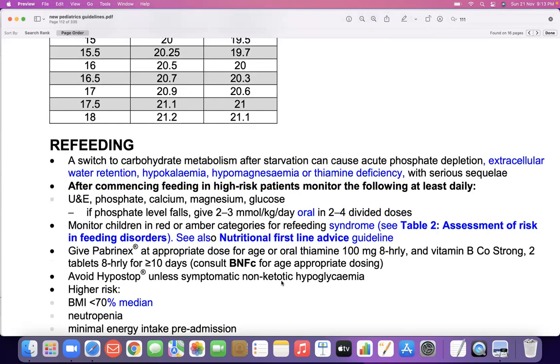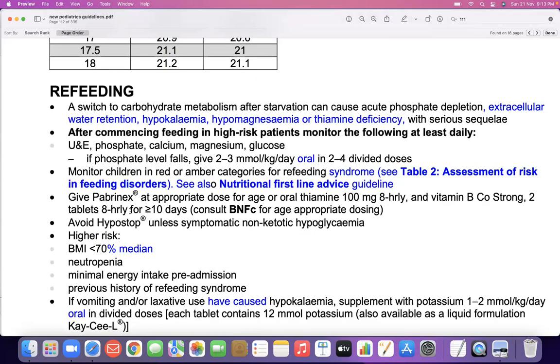In refeeding syndrome, what I forgot to tell you was I told only about phosphate. I forgot about thiamine. We have to give thiamine replacement, and also we want to give vitamin B co-strong tablets. So three things we have to replace in refeeding syndrome: phosphate, thiamine, and vitamin B. Remember like that, three things.